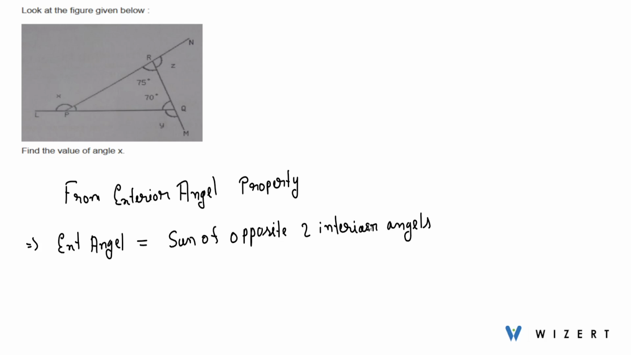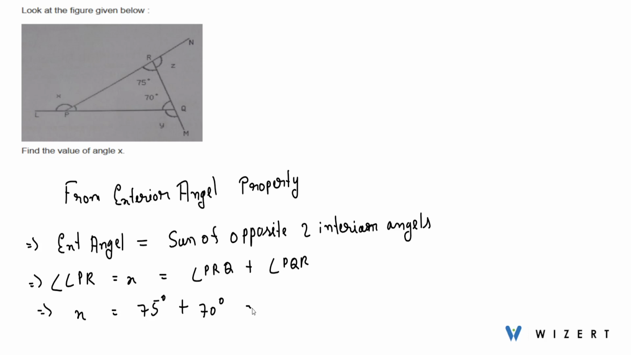Now in this case the exterior angle is angle LPR. So angle LPR, which is nothing but x, will be equals angle PRQ plus angle PQR. So x will be equals angle PRQ, which is given as 75 degrees, plus angle PQR, which is given as 70 degrees. So 75 plus 70 will be equals 145 degrees.